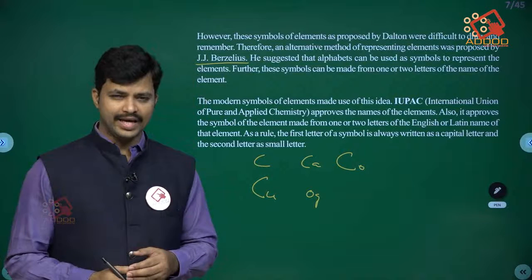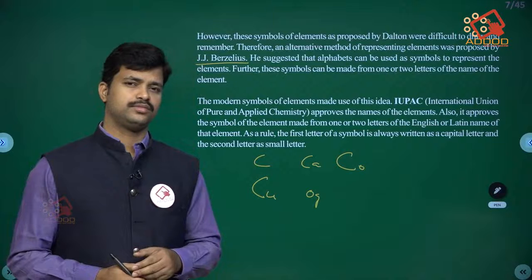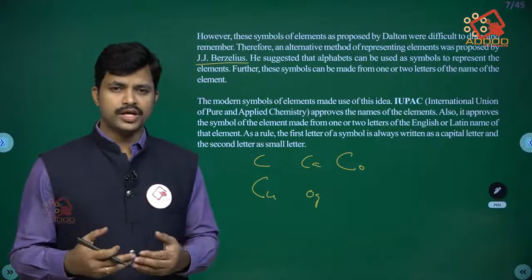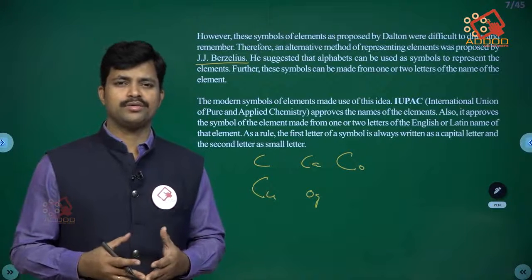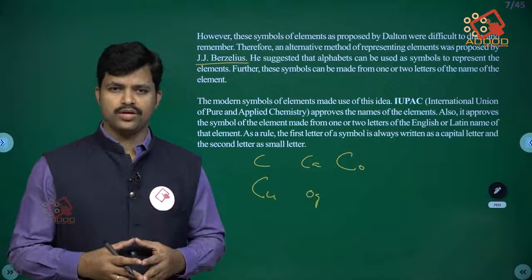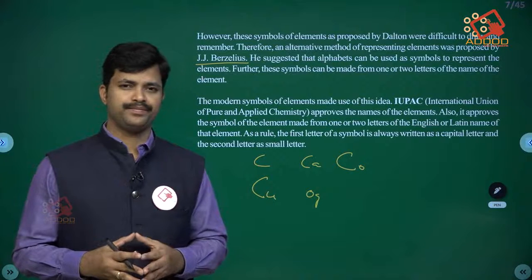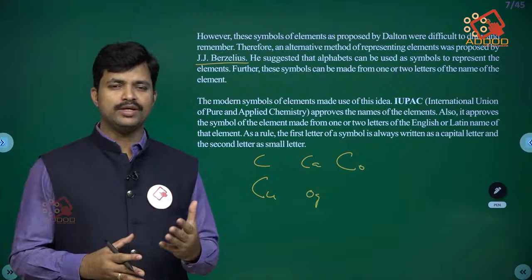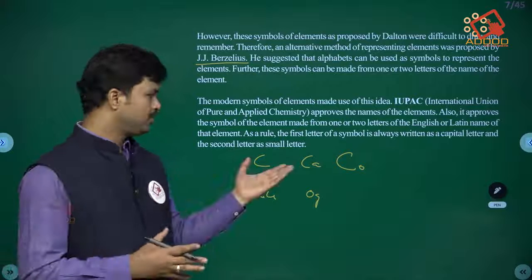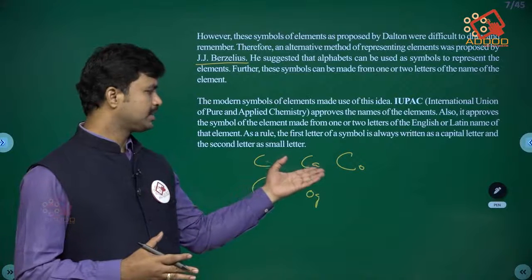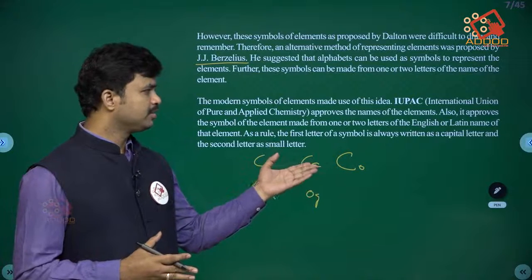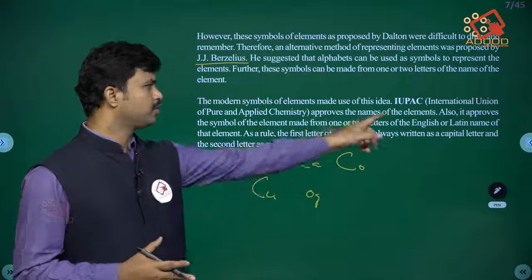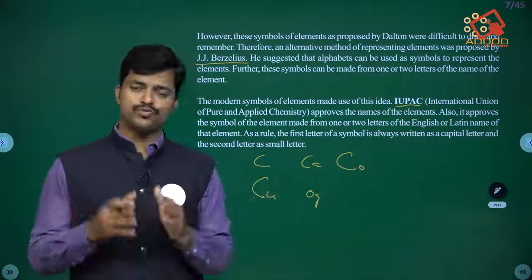Calcium, do we write Ka? No. Take potassium, do we write Po? No, Po is polonium. So capital K. Some of the elements are taken with capital letters and the second letter must be a small letter. This is one approach according to the IUPAC system.